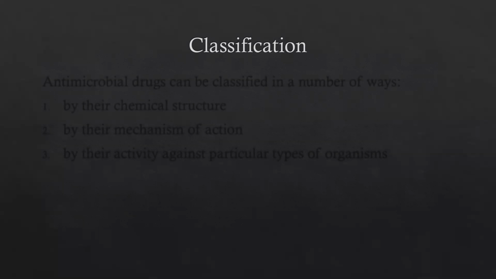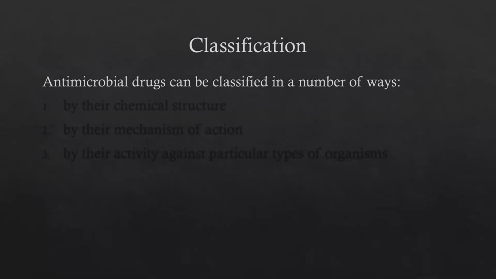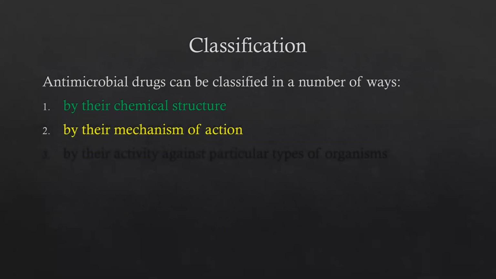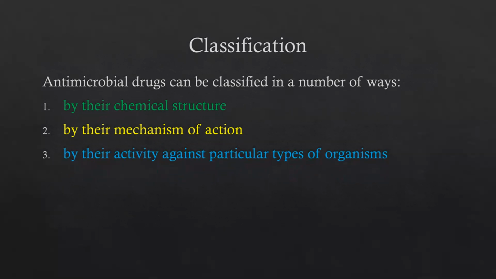Okay, so antimicrobials are classified in many ways. Number one, they are classified by their chemical structures. For example, beta-lactam antibiotics, which of course have a beta-lactam ring. Second, they are classified according to the mechanism of action. For example, antibacterials that are inhibitors of cell wall synthesis, or inhibitors of protein synthesis. The third classification is by their activity against particular types of organisms. If the antimicrobial drug is against bacteria, it is called antibacterial. If its action is on viruses, they are called antiviral drugs. If its action is on fungal infections, they are antifungal agents.